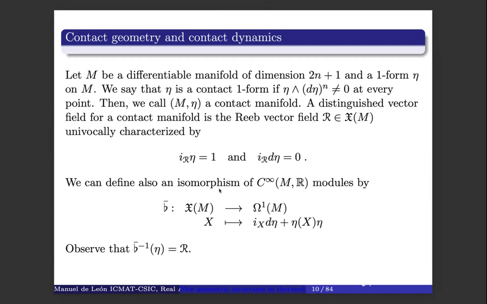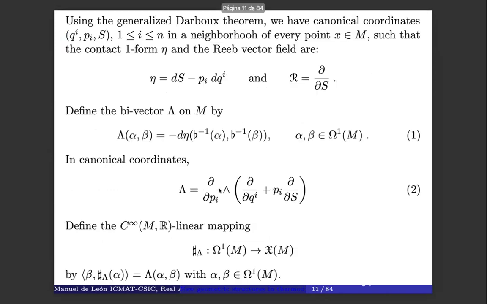And so I will recall some well-known notions on contact dynamics. We have a contact manifold with a contact one-form, and the Reeb vector field. This isomorphism is defined from vector fields to one-forms. And so we have a Darboux theorem, and you can find coordinates q, p, and s such that the one-form is written in this normal form, and the Liouville vector field, the Reeb vector field, is just the partial derivative with respect to s.